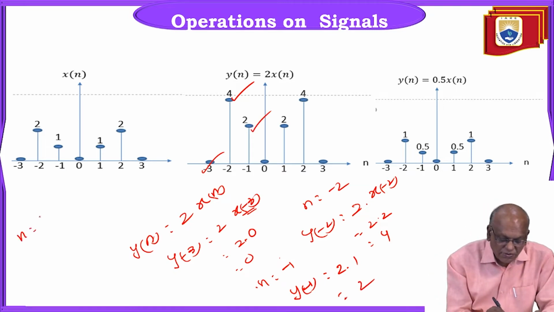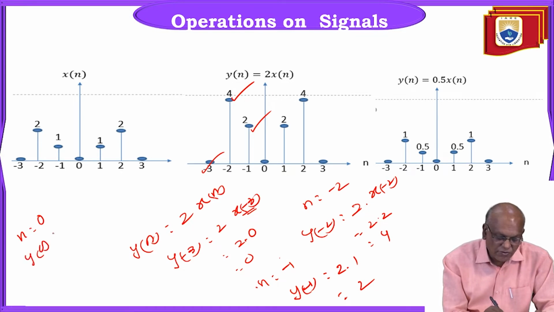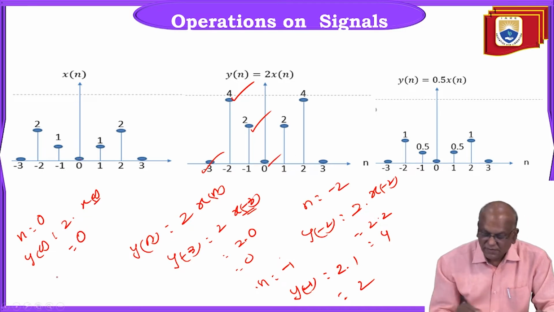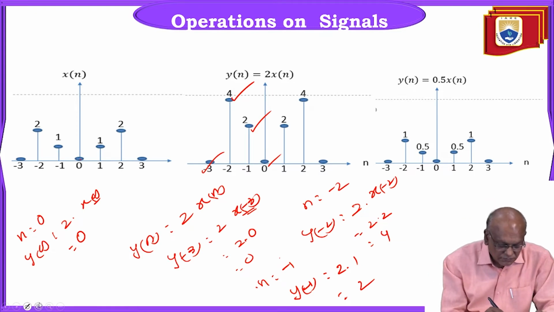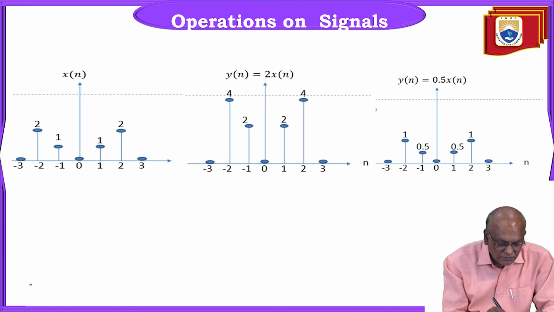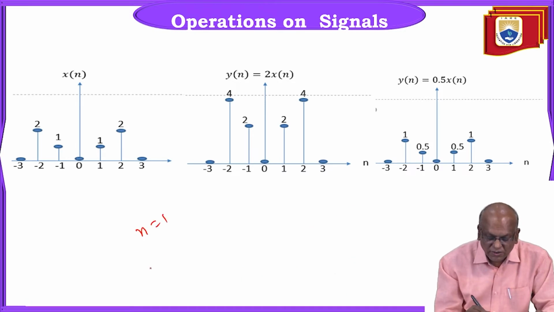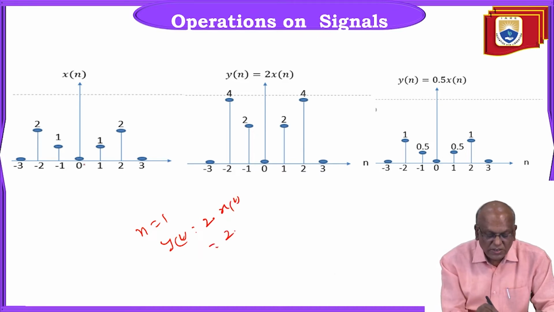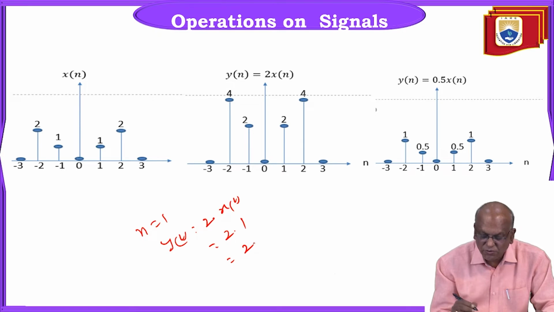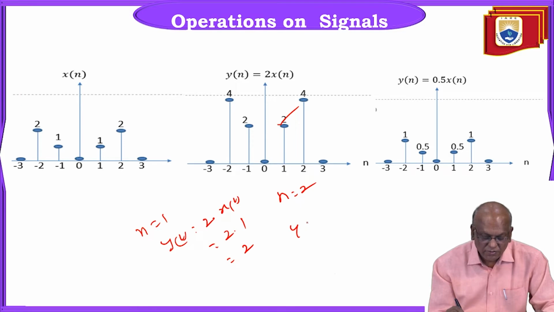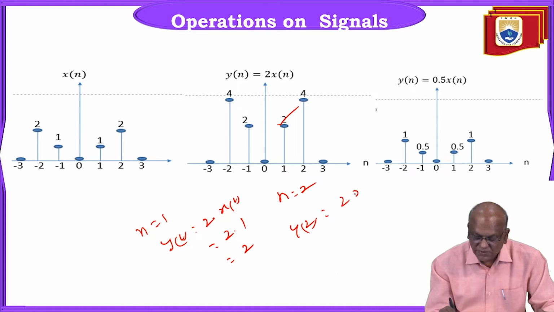Next, for n equal to 0, y of 0 equal to 2 times of the x of 0. So x of 0 value equal to 0, 2 into 0 equal to 0, that's why this value is 0. Next, n equal to 1, y of 1 equal to 2 times of x of 1, x of 1 value equal to 1, 1 into 2 equal to 2. That's why this value equal to 2. N equal to 2. Y of 2 equal to 2 times of x of 2.